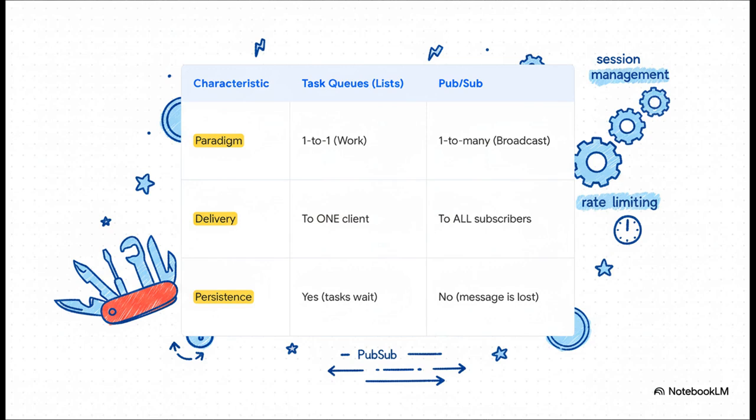And this table just lays it all out perfectly. Task queues are for work that needs to get done. It's a one-to-one relationship, and that work is persistent. It will wait in the queue until exactly one worker picks it up. Pub/sub, on the other hand, is for broadcasting real-time information. It's a one-to-many relationship, and it's not persistent at all. It's for right now or not at all.